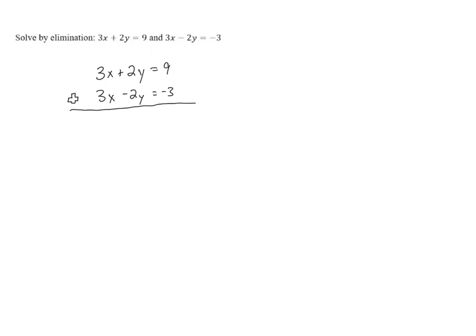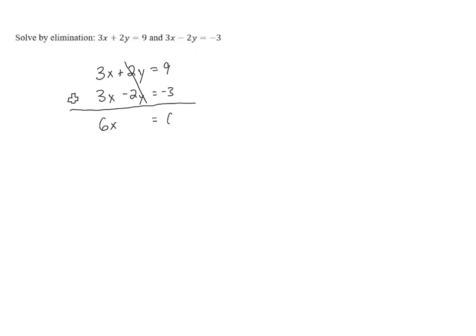Now, in this problem, when we add the two equations together, something interesting happens. If you look at the x's, 3x plus 3x is 6x. But if you look at the y's, negative 2y plus 2y gives us 0. Those are opposite terms, and so when we add them, they cancel out. They are eliminated. That's why this is called the elimination method, because we are eliminating one of the variables when we add them together. So on the left, we only have 6x. Now on the right, 9 minus 3, or 9 plus negative 3, gives us 6.